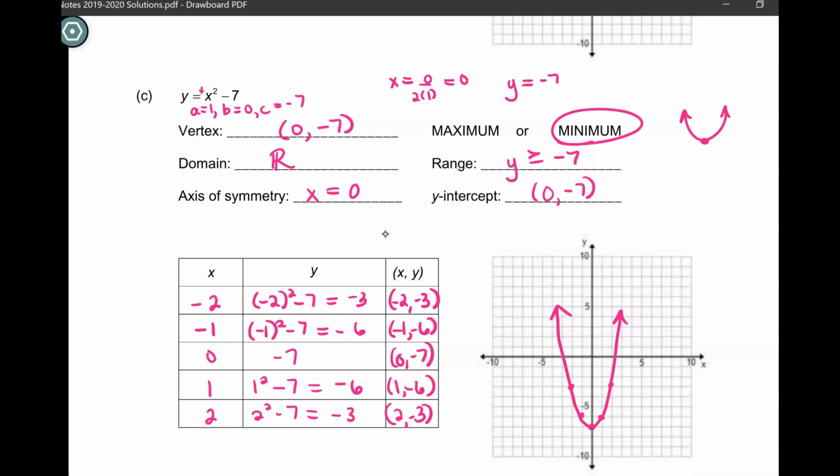If you ever come up with points that don't align perfectly and are not symmetrical, then go back and check your table of values. There may have been a mistake there.